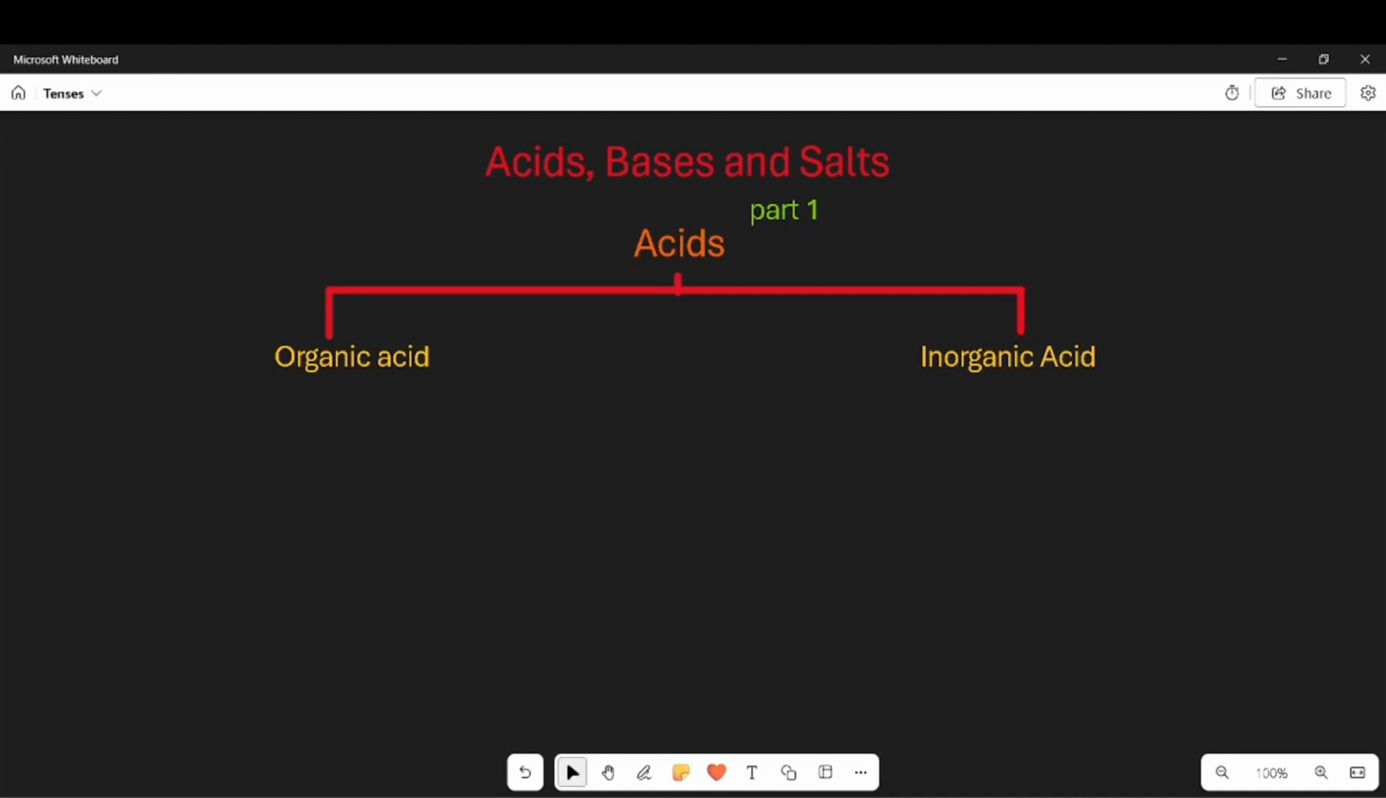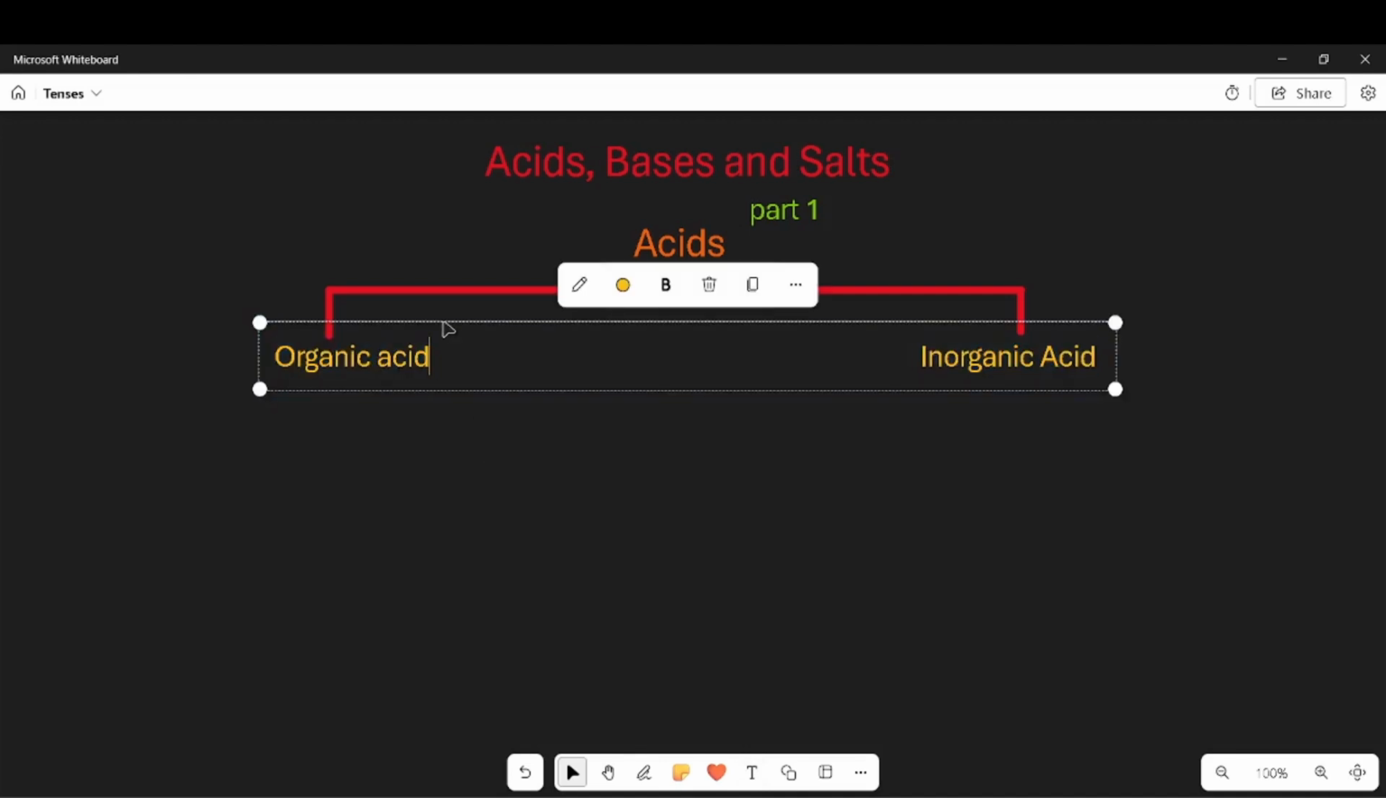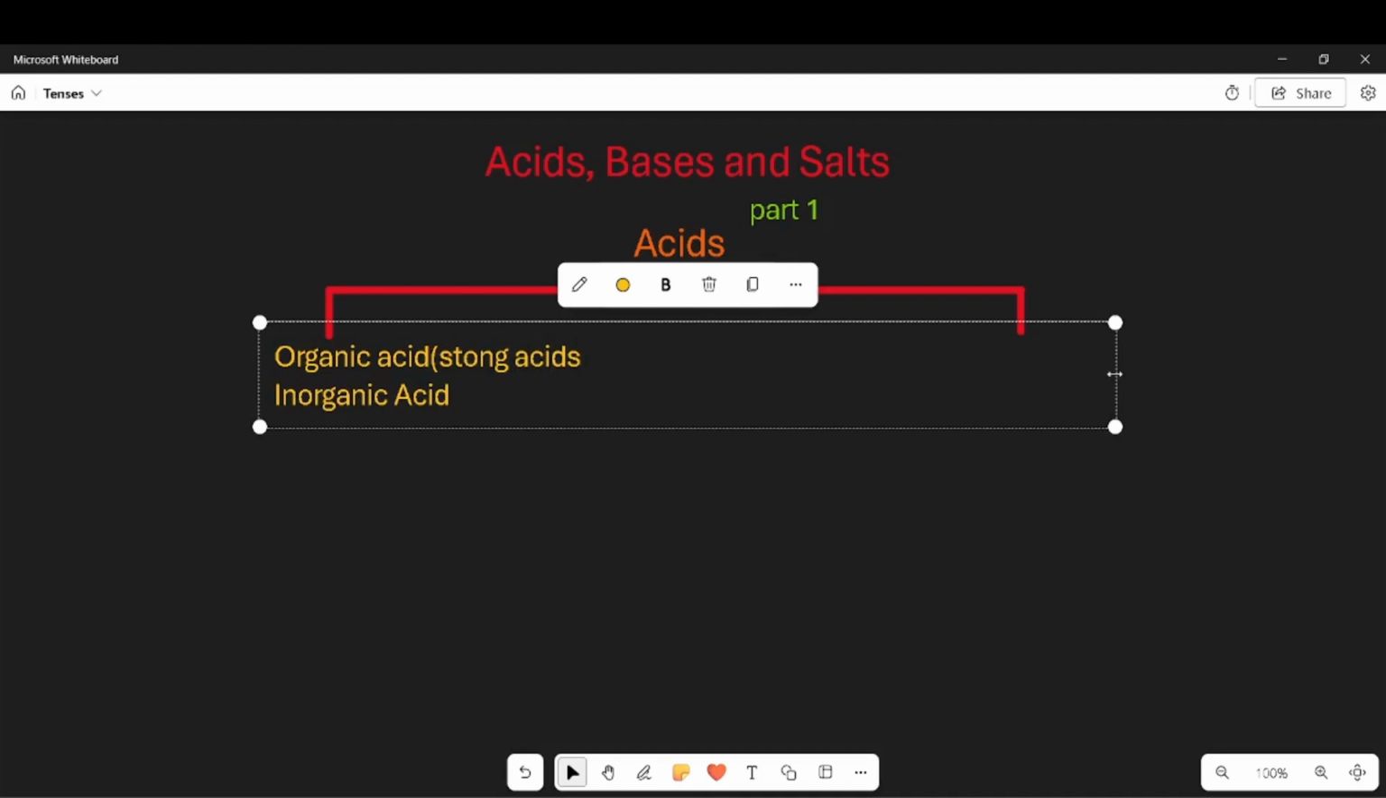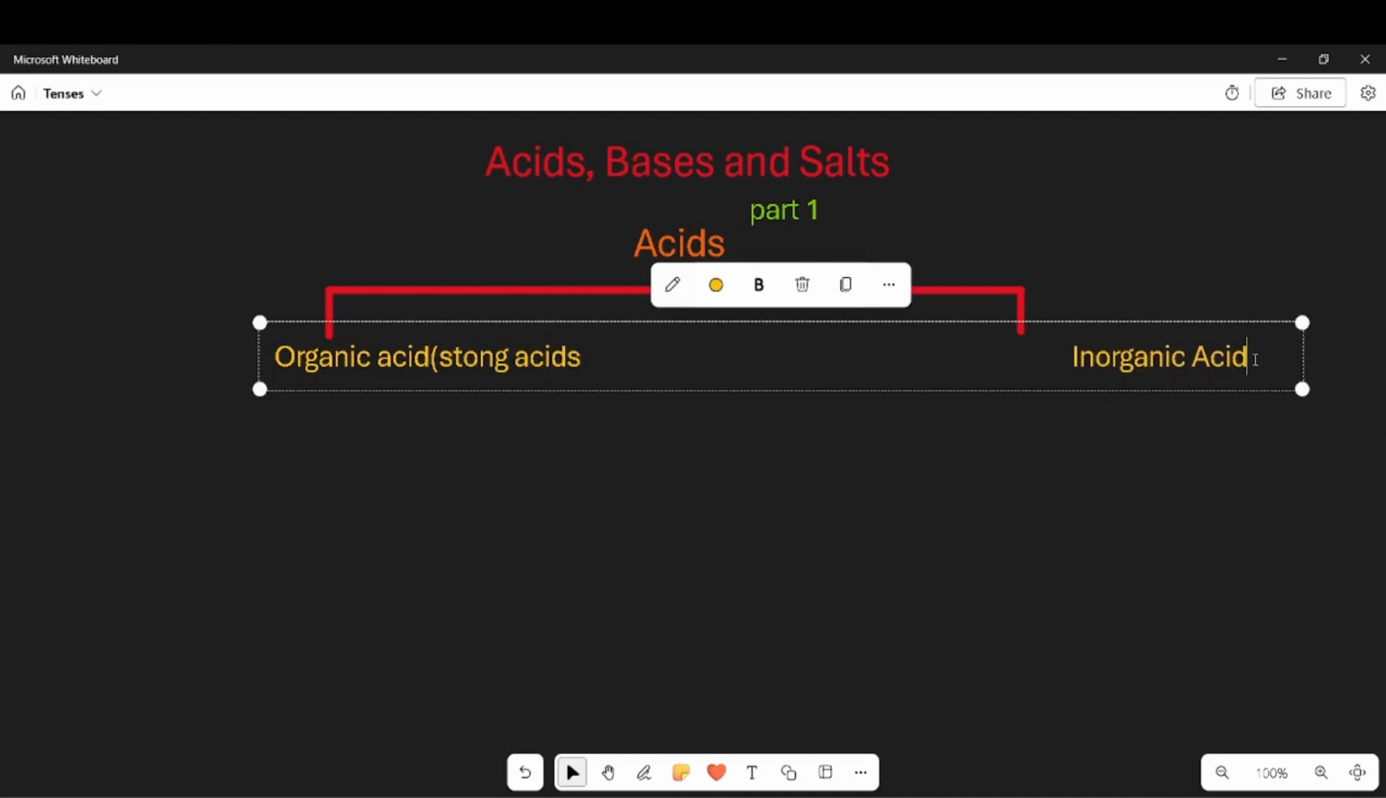So we could say organic acids are simply strong acids. Strong acids. Okay. And we could say that inorganic acids are weak. No, wait, I mixed them up. Organic acids are weak acids, and inorganic acids are strong acids. Strong acids.